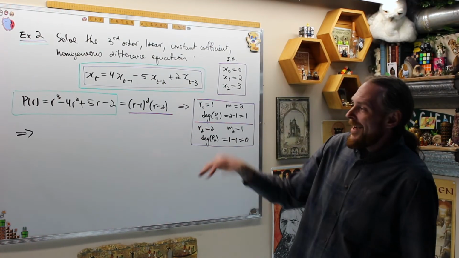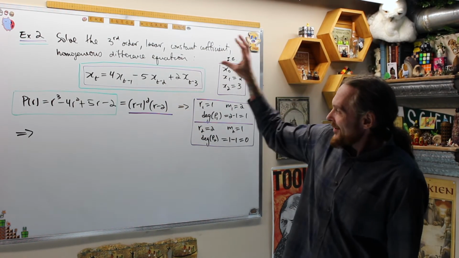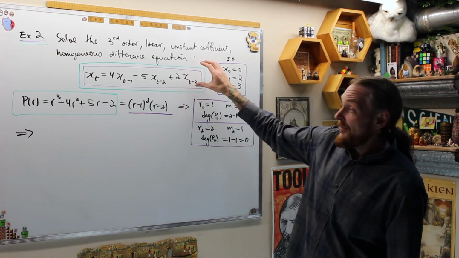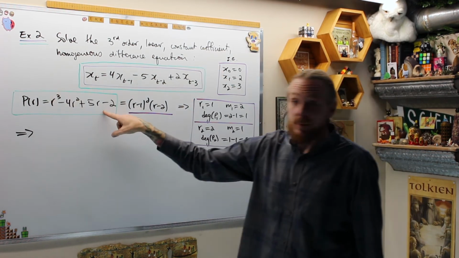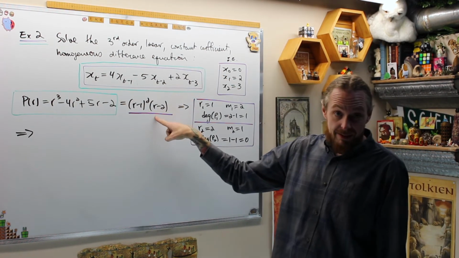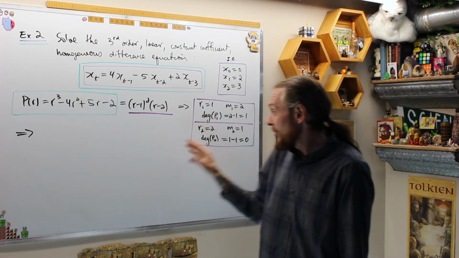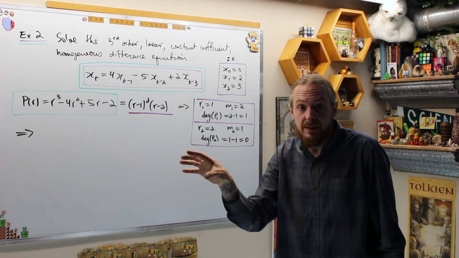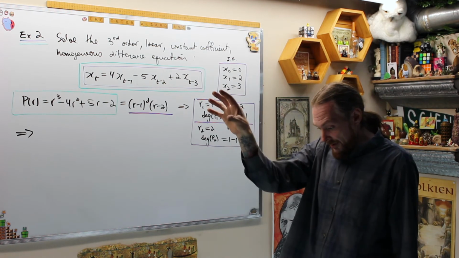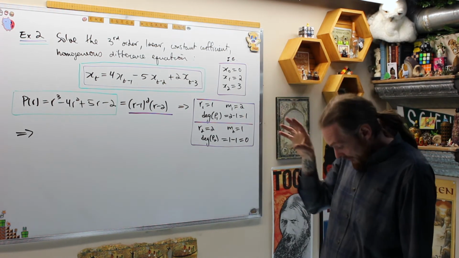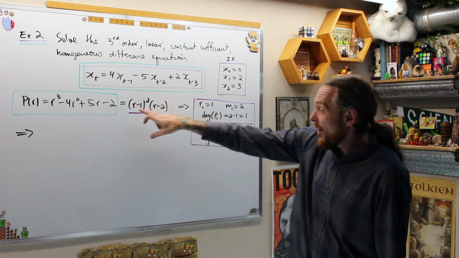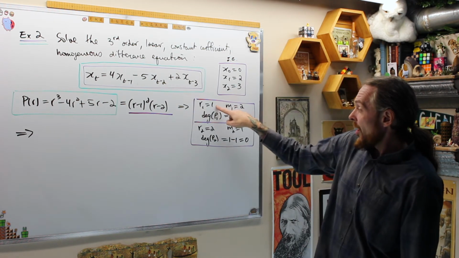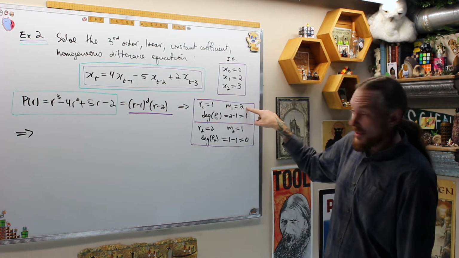All right, moving that up, what have we got? We took this order 3 difference equation. We found the characteristic polynomial. We factored that characteristic polynomial and found the roots. We have 2 roots. That means our general solution is going to have 2 terms. And there's going to be polynomial times root 1 to the t plus polynomial times root 2 to the t. Our roots were 1 and 2 respectively. So r1 is going to be 1 and its multiplicity was 2.